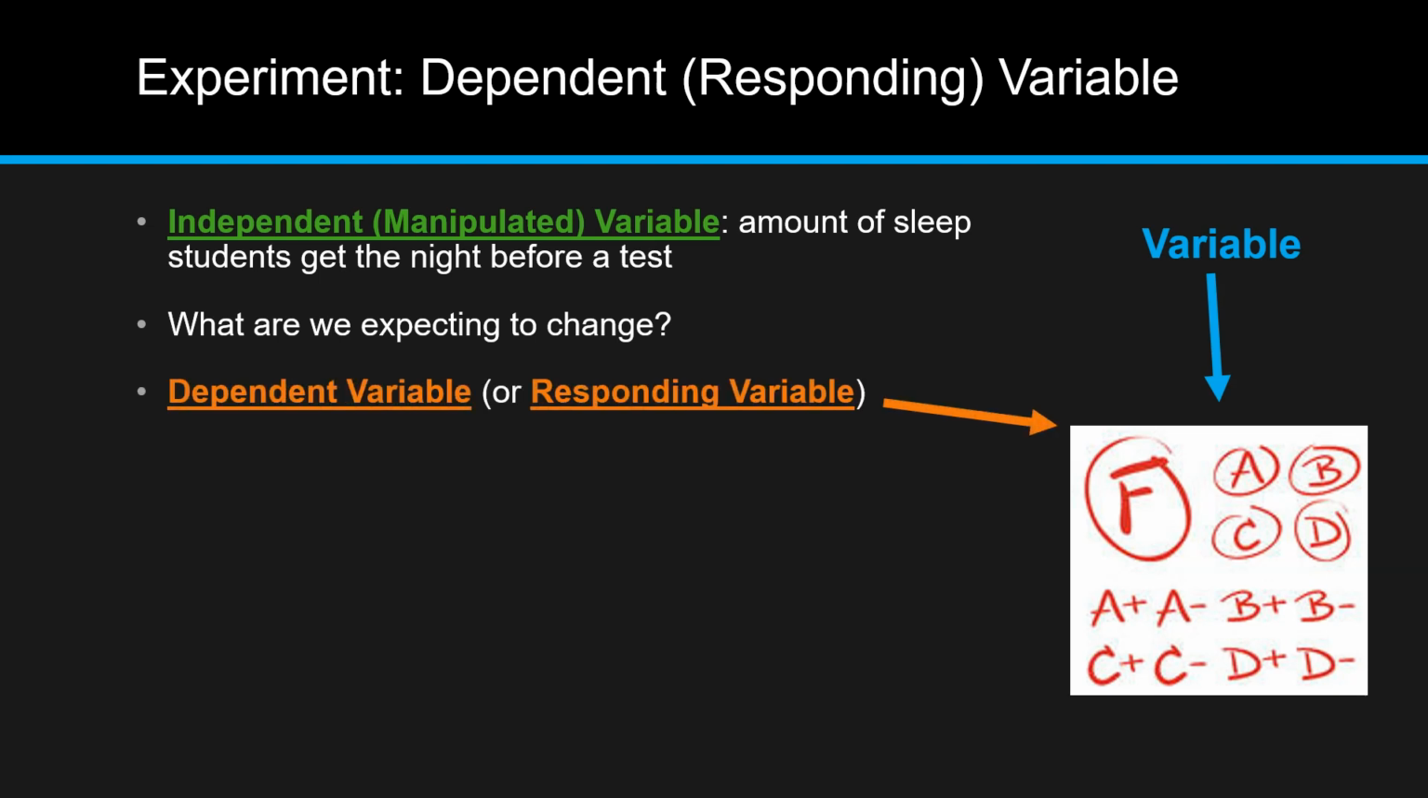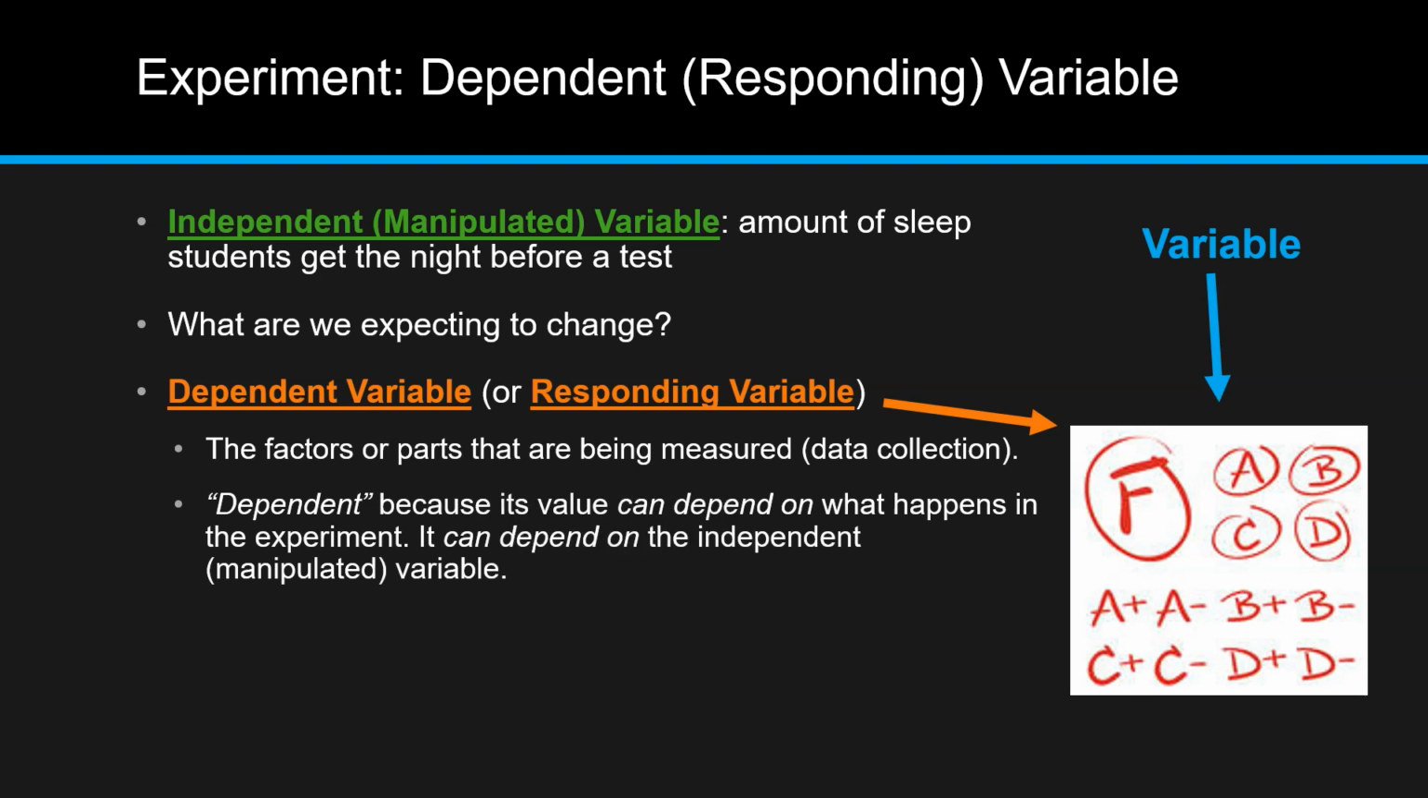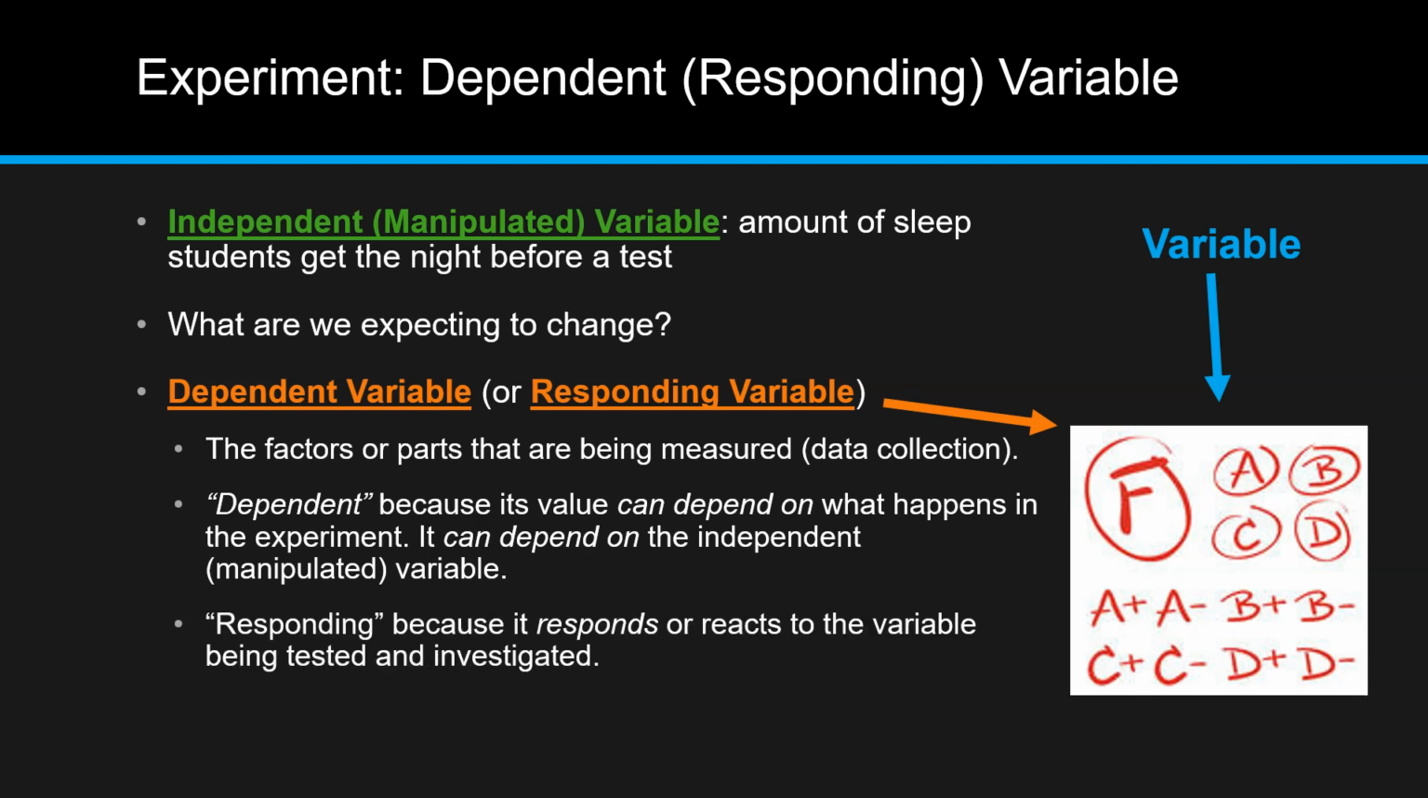It can also be called the responding variable. The dependent variables are the factors or parts that are being measured, and it is what you are collecting your data on. Usually it involves making lots of observations and measurements and writing them all down. Think of it like the main results you're paying attention to. It is called the dependent variable because it can depend on what happens in the experiment. It can depend on the independent or manipulated variable. It's also called the responding variable because it responds or reacts to the variable being tested and investigated.